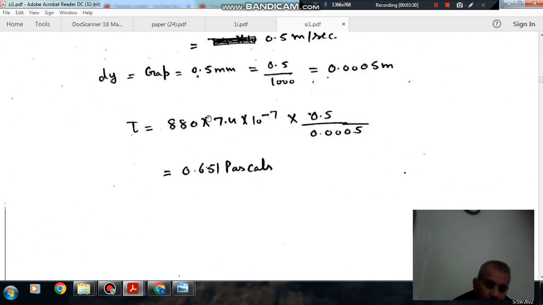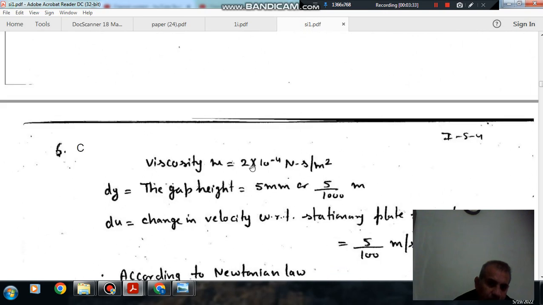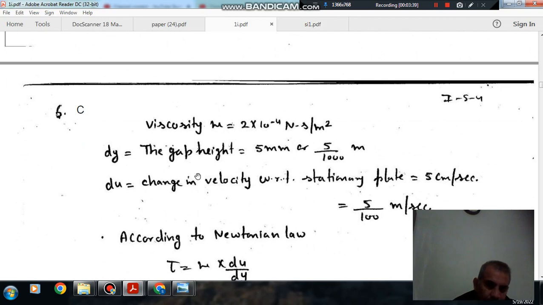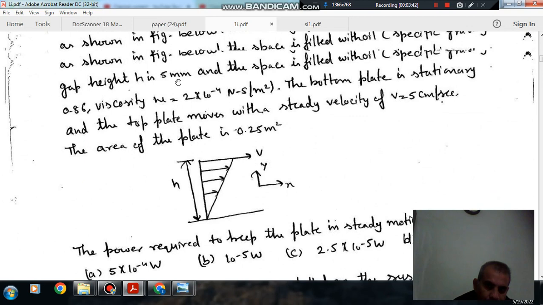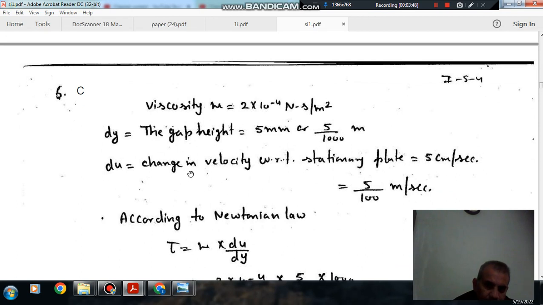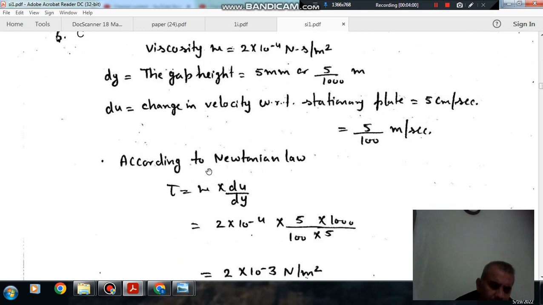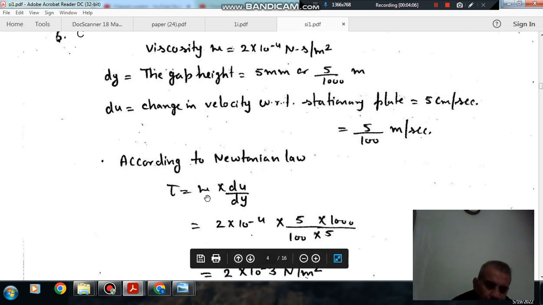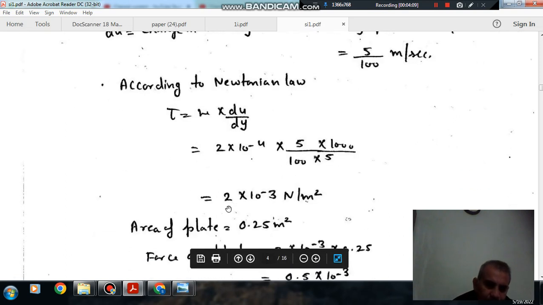So here the viscosity is 2 × 10⁻⁴ Newton second per meter square, and the gap is given as 5 mm, so it is 5 by 1000 meters. The velocity of the top plate with respect to the stationary plate is 5 centimeter per second, or 5 by 100 meter per second. So according to Newton's law, again taking the same formula, tau is equal to mu du by dy, putting the values, the shear stress is 2 × 10⁻³ Newton per meter square.